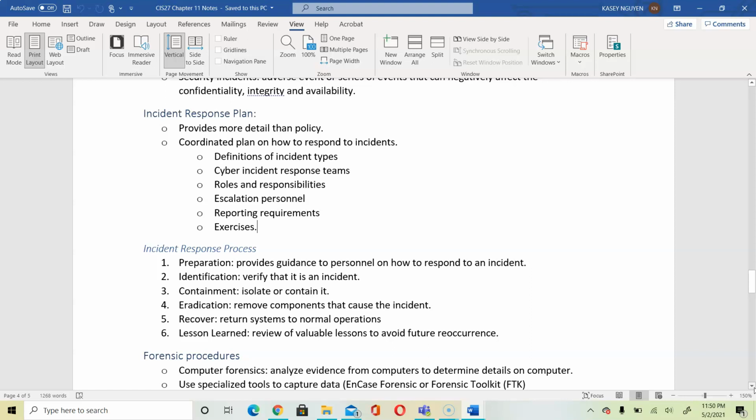Lessons learned: we want to document and review the valuable lessons so that we can avoid the incident in the future. So we can update the policies, the rules, and document the type of things that we've done in response to that particular incident, like a malware.